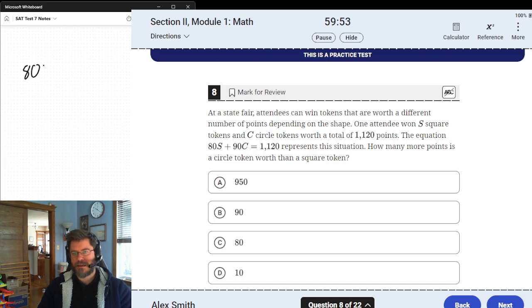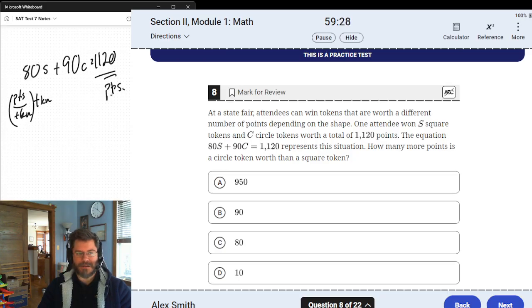If 80 times S plus 90 times C is giving us 1112 points, this represents a unit of measure of points. So 80S, if S is the number of tokens, I must have points per token times number of tokens if my result is in points, because these units need to cancel out. So 80 must represent the number of points per square token, 90 must represent the number of points per circle token, and then they go ahead and ask how many more points is a circle worth than a square. So just subtracting those two numbers, 90 and 80, you get 10.